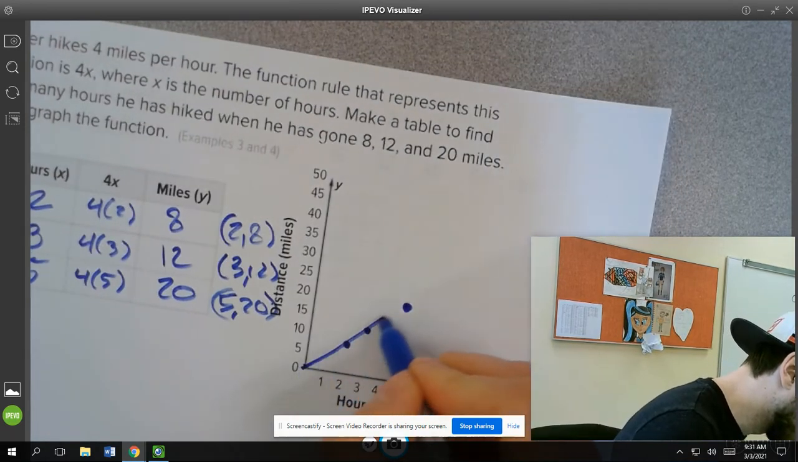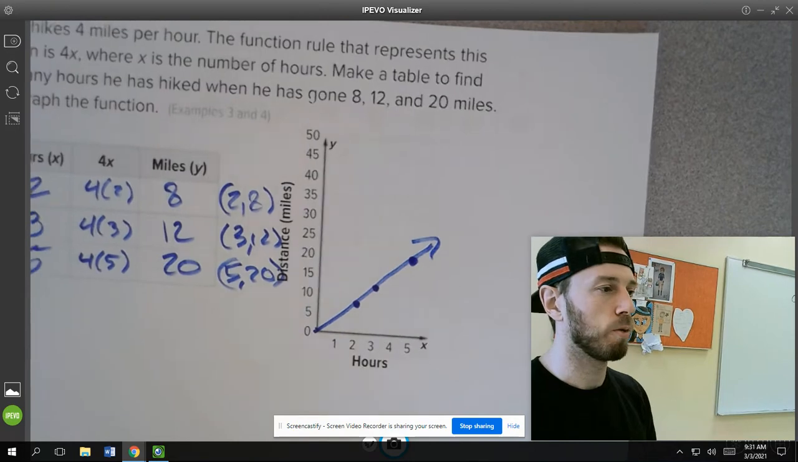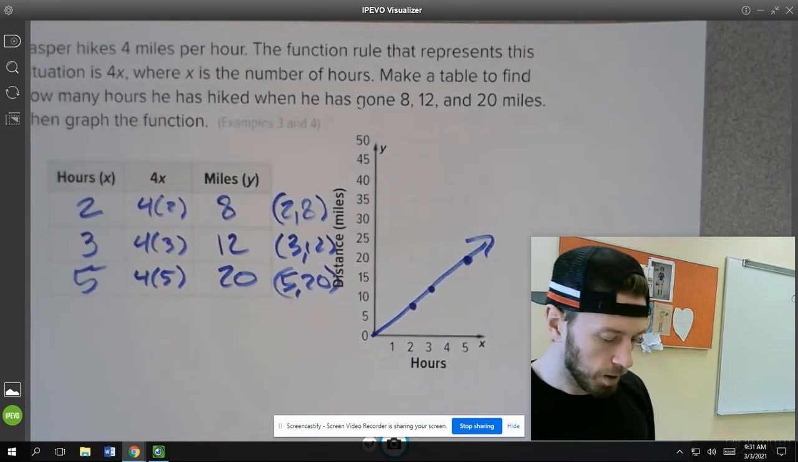So it looks like that will be the graph for Jasper and his hiking.